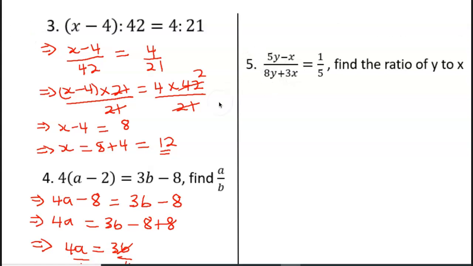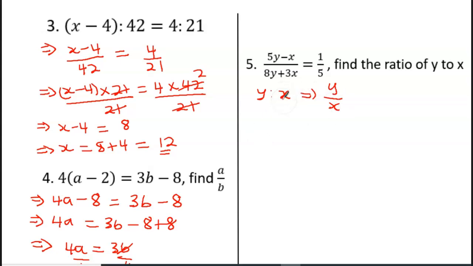So let's look at the last question. 5y minus x on 8y plus 3x is equal to 1 over 5. We have to find the ratio of y to x. You should understand that the ratio of y to x is the same as y is to x. This is how you write it. And this is the same as y on x. We are finding y on x. That should be the first thing you need to understand.